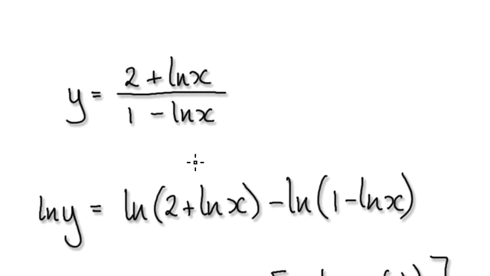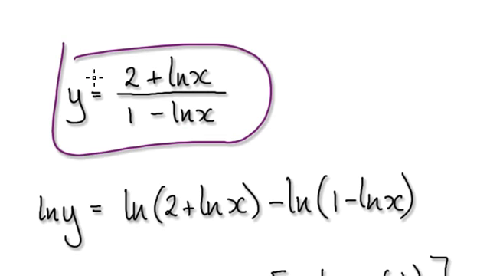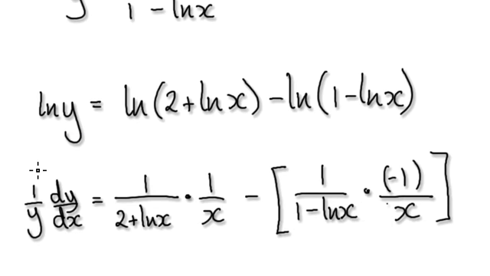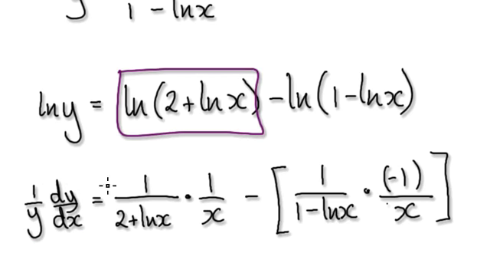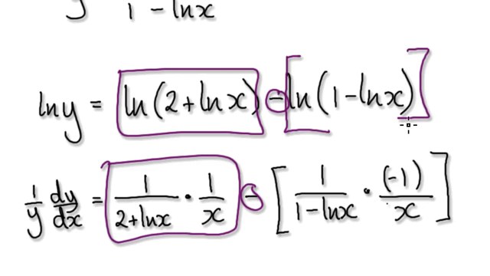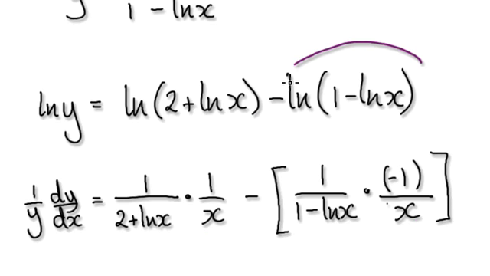So this thing here will then become this. Now use implicit differentiation. That will then give you 1 over y times this, and then this bit here. So when you differentiate this, it will give you this. Leave the minus here, and then just concentrate on differentiating this, and that will then give you this.